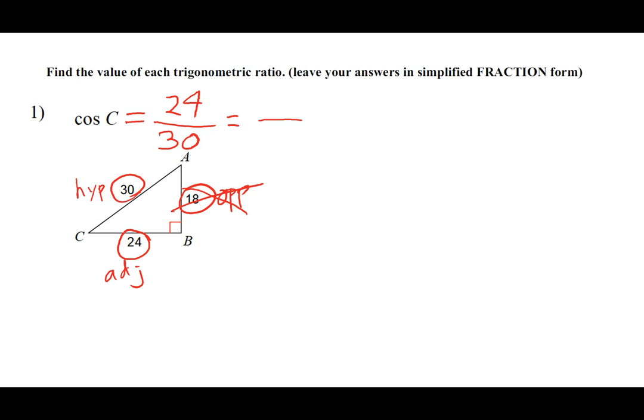But if you want full credit, you have to look for a number that reduces it. This time it's a 6. You could divide by 2 first and then divide by 3 later, or just divide by 6 all together, and the answer is 4 over 5. That's all you have to do.